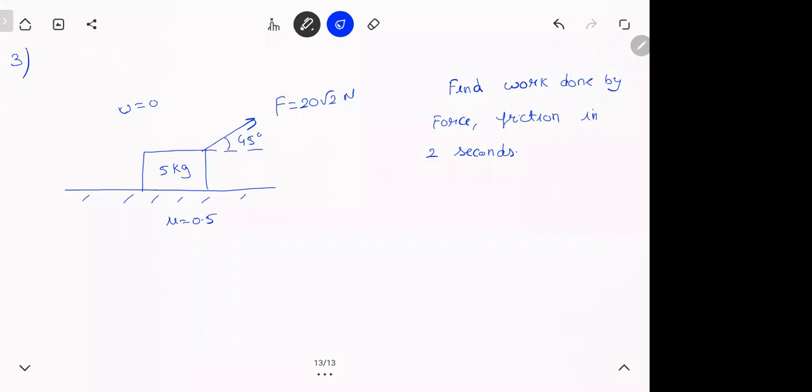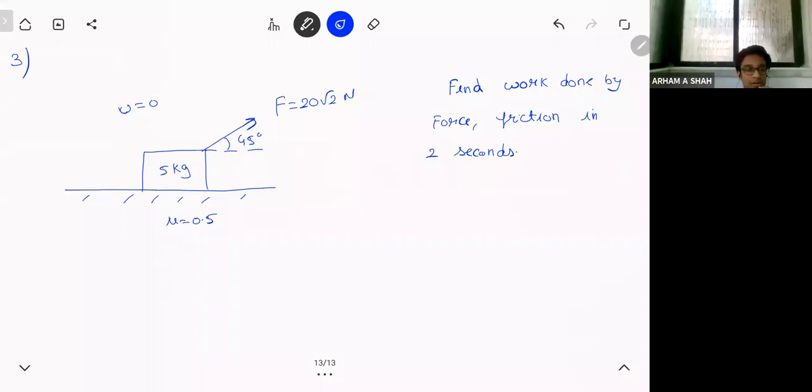First thing, free body diagram. How many of you wrote normal reaction is 50? If you have written N is 50, it's a trap. That is the first mistake. N is 30.